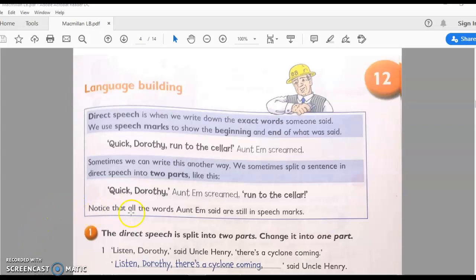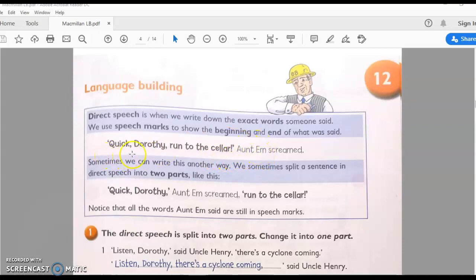Okay, so let's start by reading this information. Direct speech is when we write down the exact words someone said. We use speech marks to show the beginning and the end of what was said. So, this is very important, using the exact words. We're not changing any words from what was said, in this case, from what Aunt Em screamed, okay?